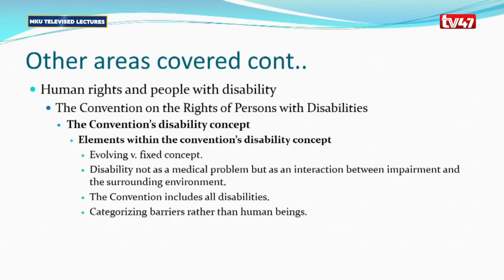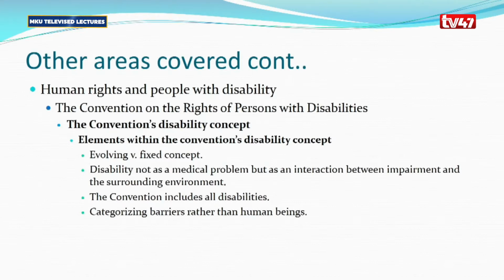Other areas that we have covered, and we took quite a bit of time here, is when we were looking at human rights and people with disability. We saw that human rights for people with disability is anchored in the Convention of the Rights of Persons with Disability. So there is a convention. And the convention's disability concept, we were able to see, has several elements. And what are those elements?